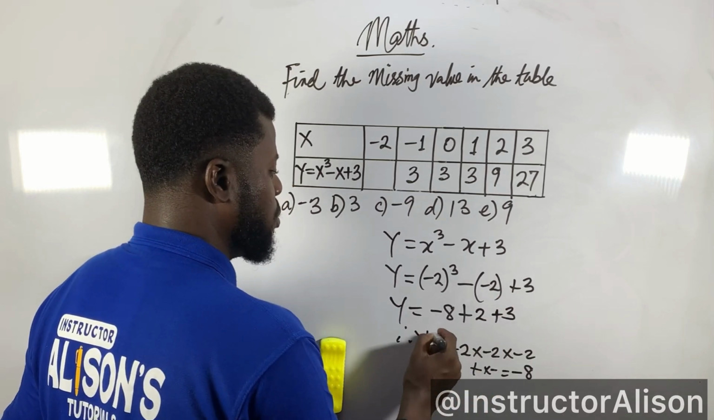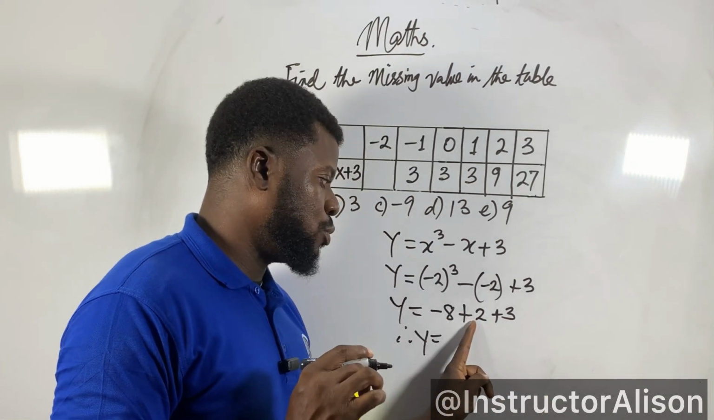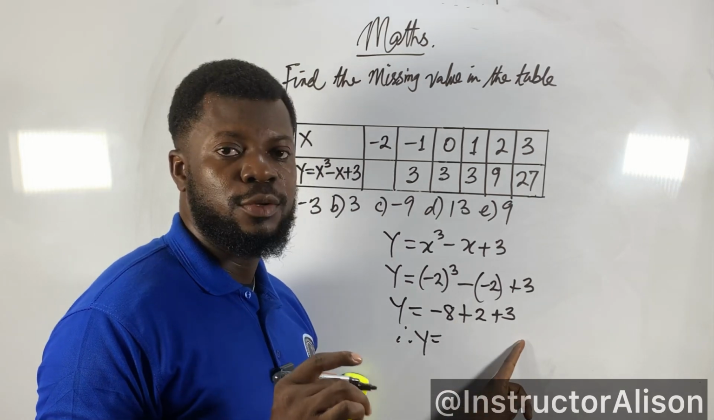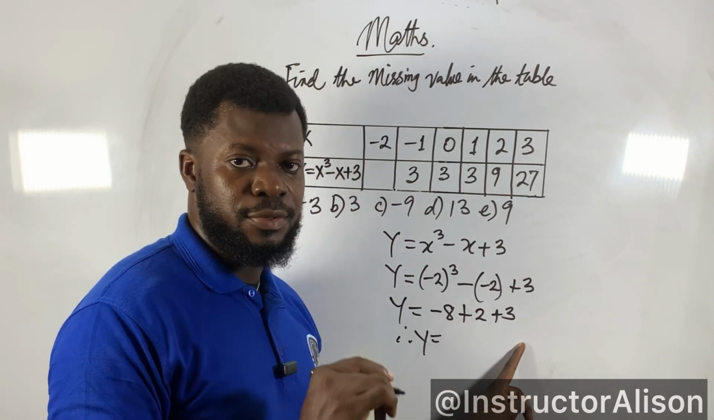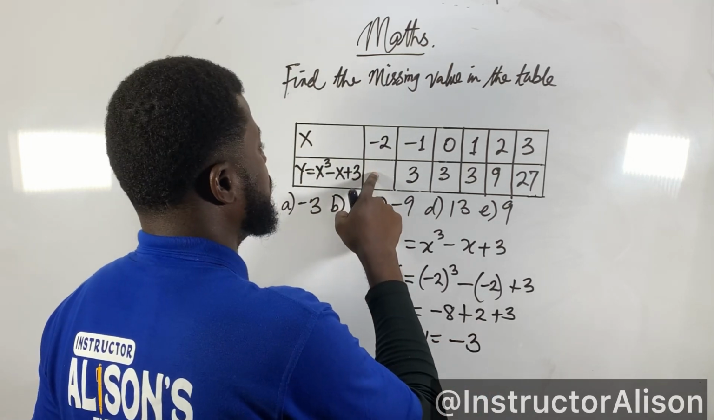Therefore, y now will be equal to minus 8 plus 2 will give us minus 6. And minus 6 plus 3 will give us minus 3. So the answer now is minus 3. So the minus 3 we put here.